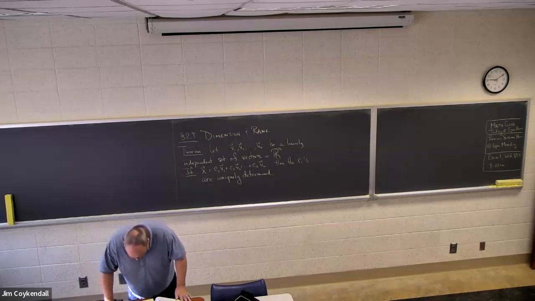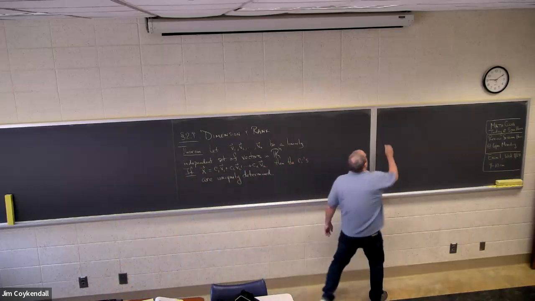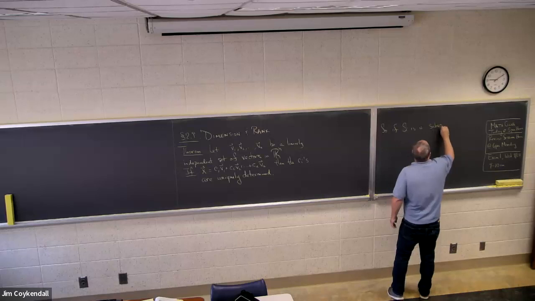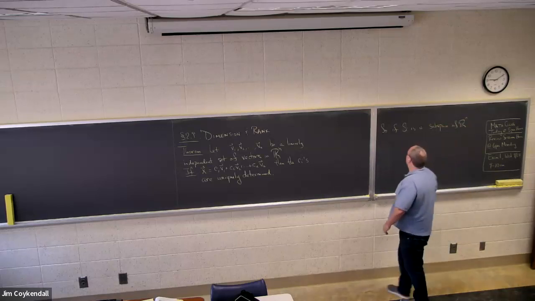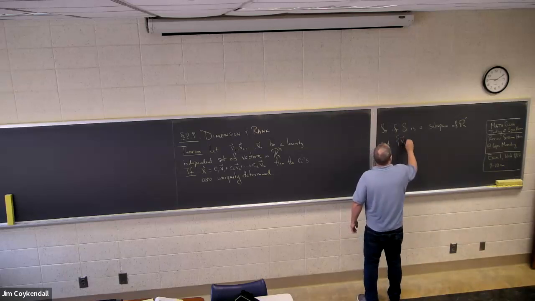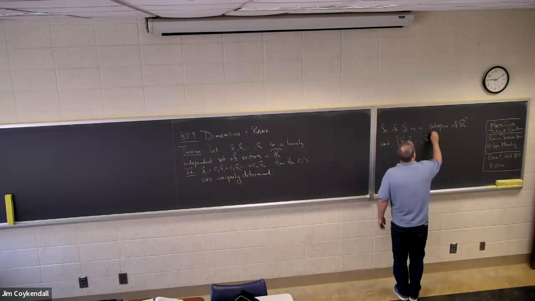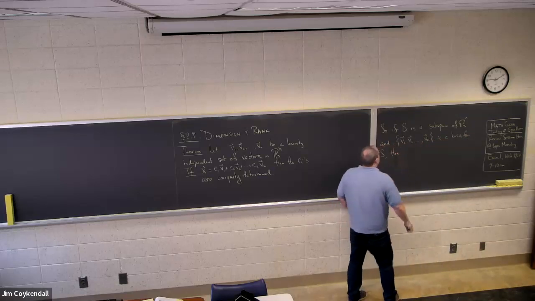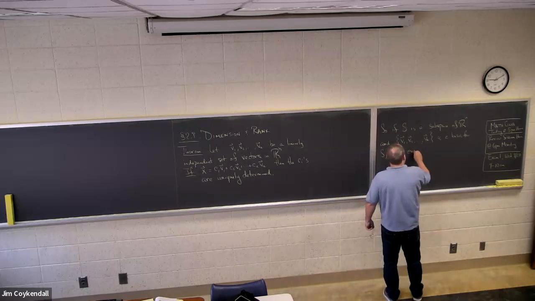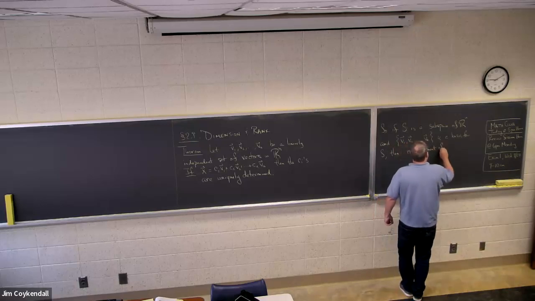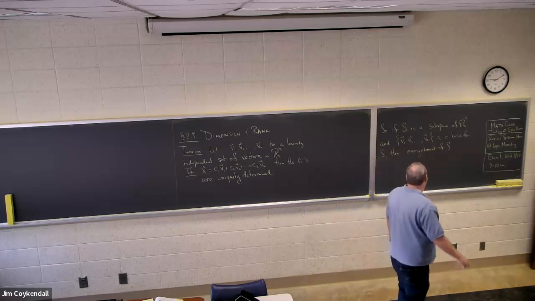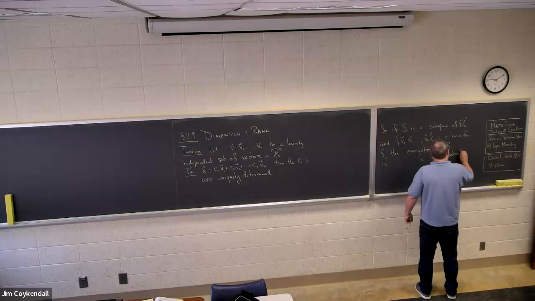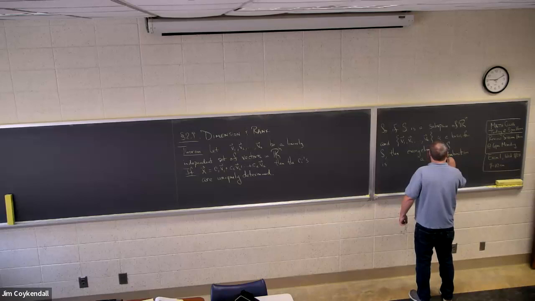So in particular, if H is a subspace of Rn and B1, B2, up to BK is a basis for H, then every element of H, that is every vector that lives in this subspace, is a linear combination of B1 up to BK.